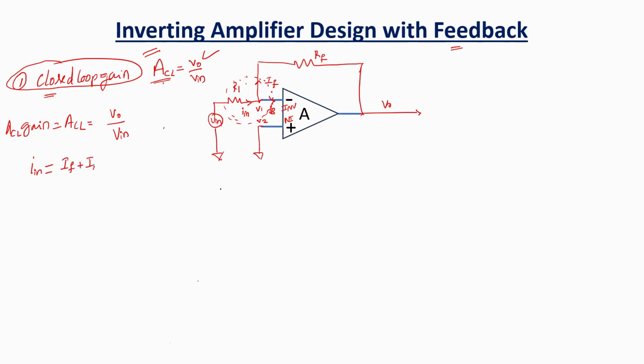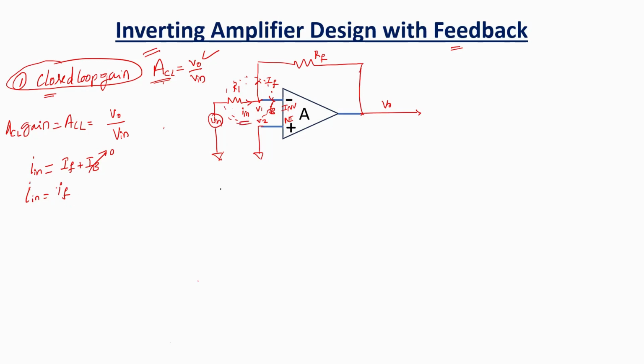IF plus IB. The input bias current is very, very low, right? Because the input resistance is very high, I can make this 0. I in is equal to IF. So I in is equal to IF. It's done. So let us understand what I in is.